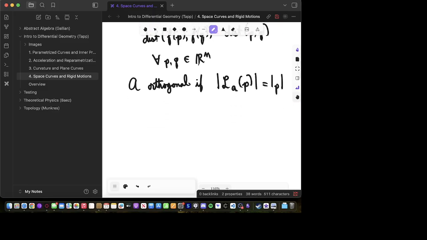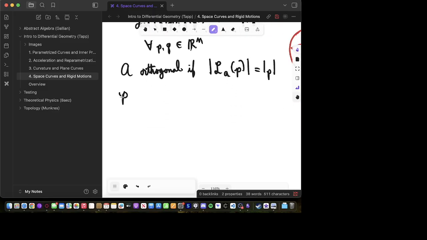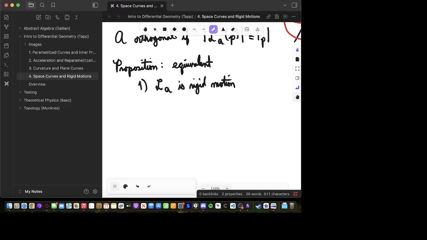So let's look at a proposition. These are equivalent. That means if one is true, all of them are true. So the first one, that is a rigid motion. The matrix A is orthogonal.